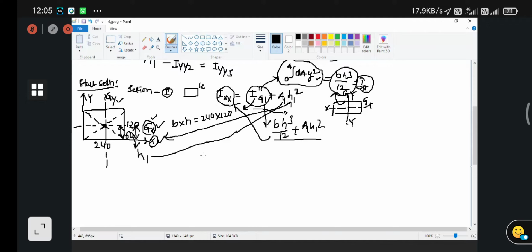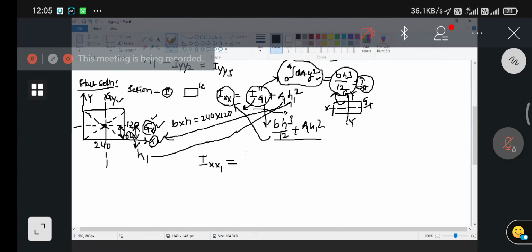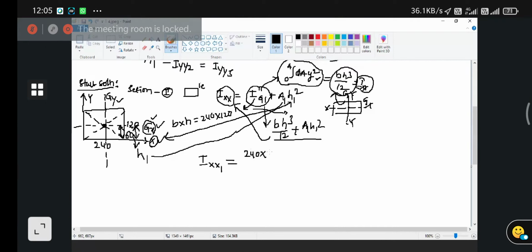So therefore, I'm going to find out the moment of inertia about the x axis for the first section. The first section means the rectangle section. So bh³ by 12. So b is how much? The base of the particular rectangle, and height is how much? 120.